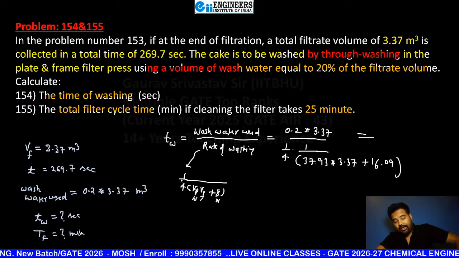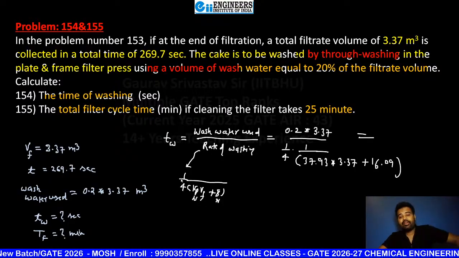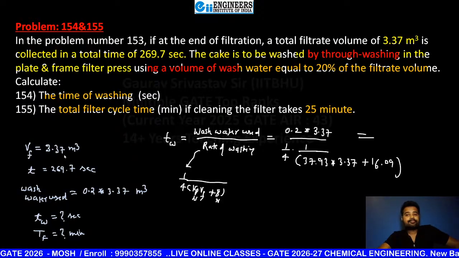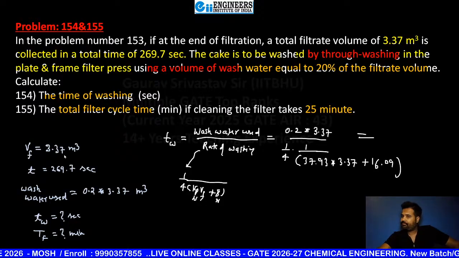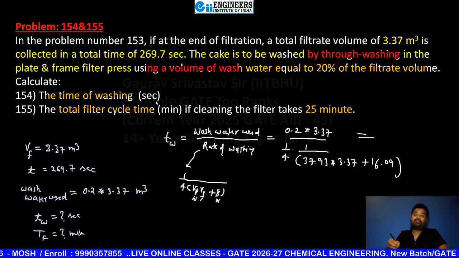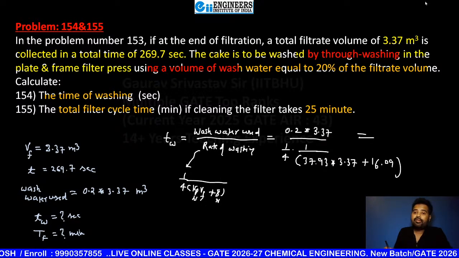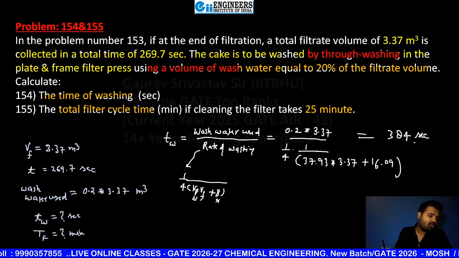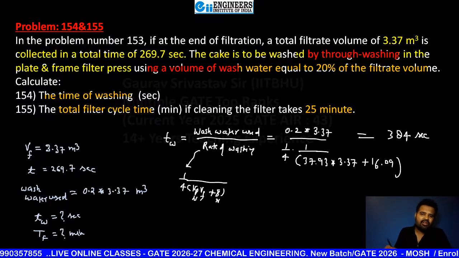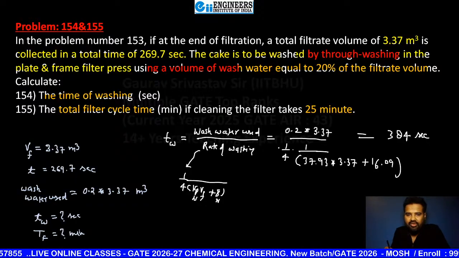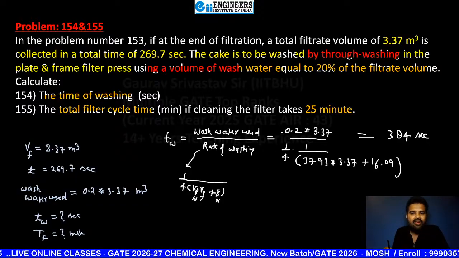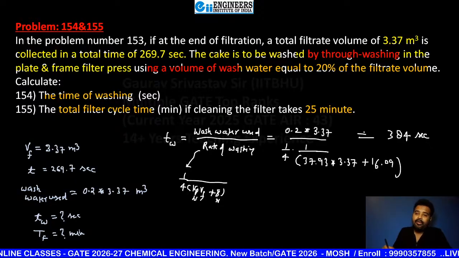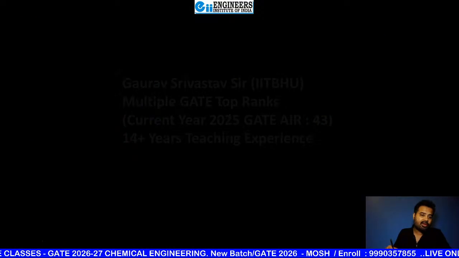And maybe they can ask just the rate of washing, so that can also be calculated easily. Here the answer I calculated should be 384 seconds approximately. It will not come out that small. Since this is 1 by 4, all these terms will be in the numerator, so the answer will be a little bit large. So it will be 384 seconds approximately.